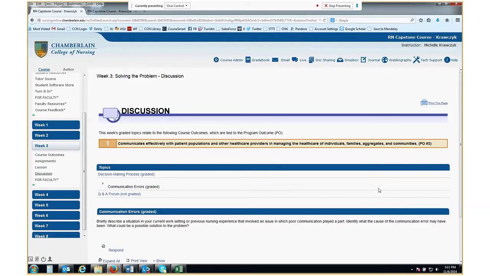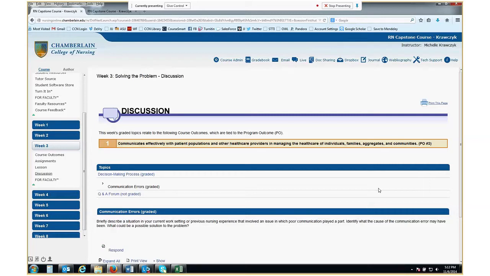Boy, do we know that this can be a problem in the workforce. So we're going to describe a situation where there was a communication error or an error that occurred, and describe how poor communication played a part in that. And what was the cause of the communication error, and what are the possible solutions to the problem? So these are very important concepts, and usually these are very eye-opening when we look at errors that occur in healthcare today.